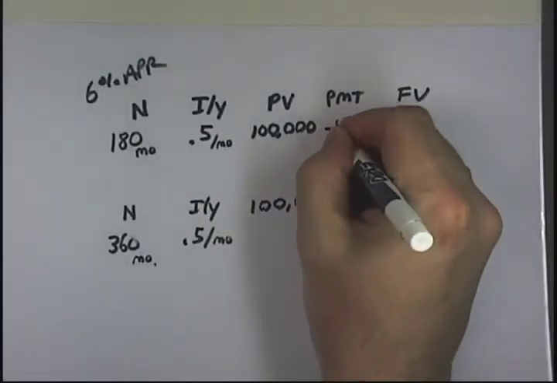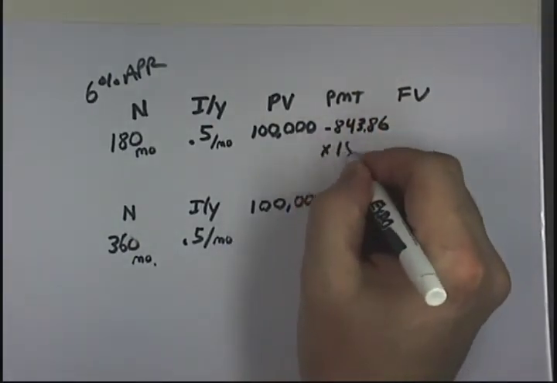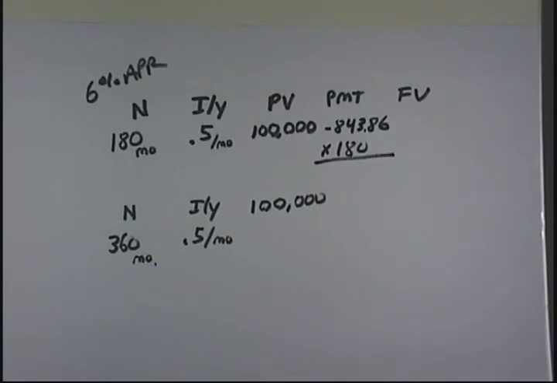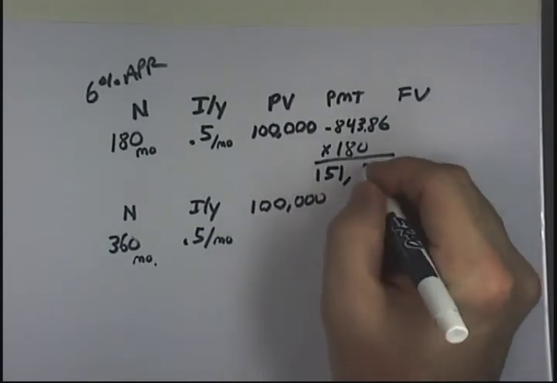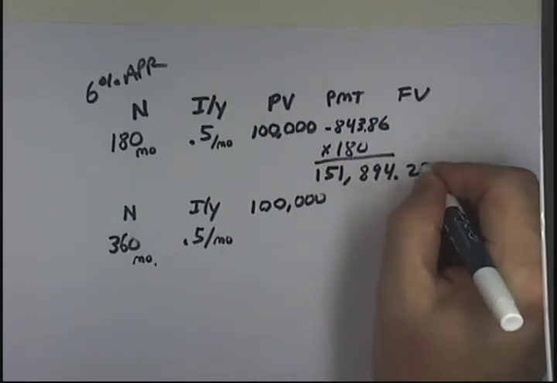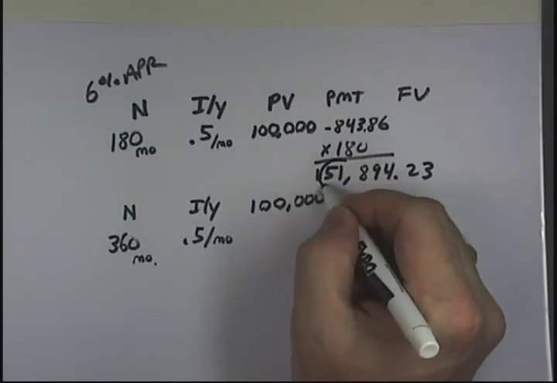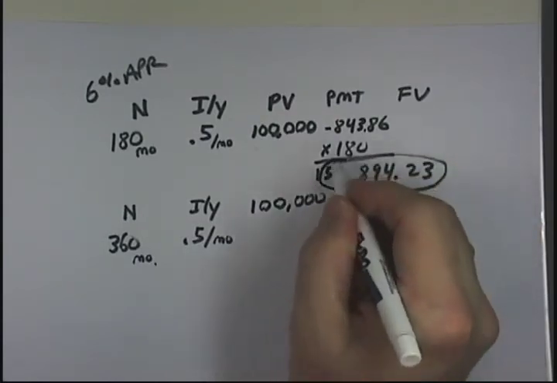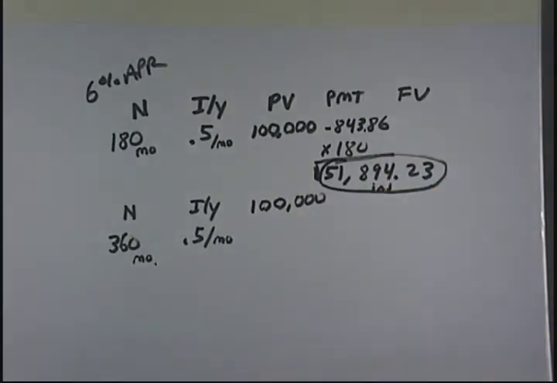The minus sign in front of it, $843.86. If I make 180 of those monthly payments, then the total I pay back is $151,894.23. I borrowed $100,000, so everything beyond the $100,000 I pay back is interest. So the almost $52,000 is interest.